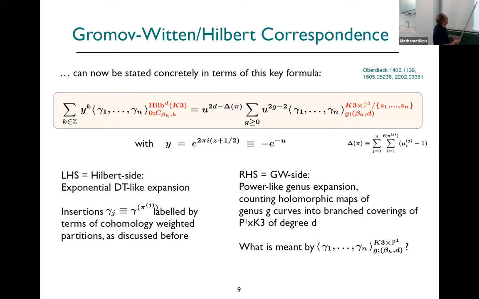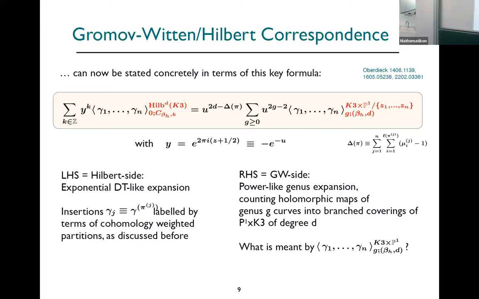Okay, now the centerpiece is this equation by Oberdieck. And that's very important and interesting. So we have here the Hilbert scheme side, we have the correlation function with this insertion. They are labeled by the cohomology-weighted partitions. And I count maps from this curve into this first. And K, I recall with this lower class, K times K, and the sum is over Y to display that this is a gamma. Yeah?